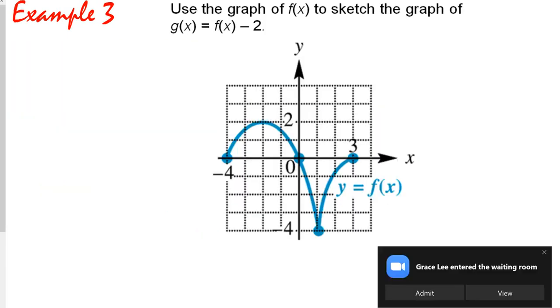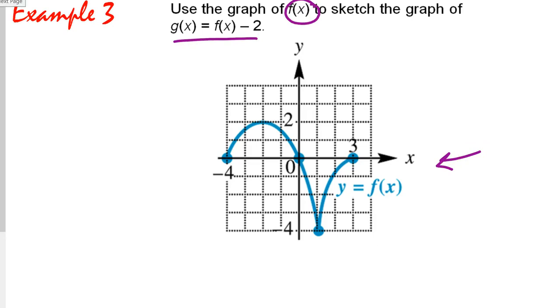Now what we have is a graph that's actually not a particular function we have the equation for. We're just going to call it f of x. So this graph here, it doesn't matter what its equation is, we're just naming it f of x, and what we're going to do is sketch g of x equals f of x minus 2. Okay, so if g of x is f of x minus 2, what we've done to f of x is subtract 2 on the outside of the function. That's going to shift it down 2 units.